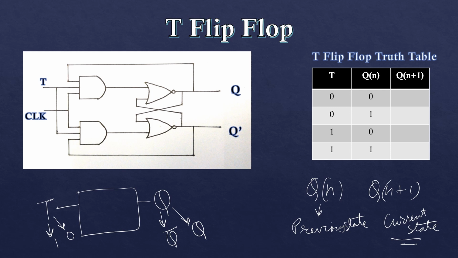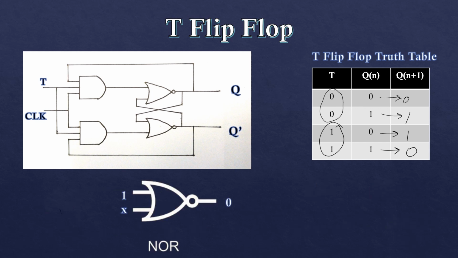See, when T is 0, okay, for the first two cases T is 0, so whatever may be in the previous state will remain the same. That is 0 will remain 0 and 1 will remain 1. But when T is equal to 1, output in the previous state will be negated. So 0 will become 1 and 1 will become 0. This is how easily we can fill the T flip-flop truth table. But if you want more details, then I'll explain in the coming slide.